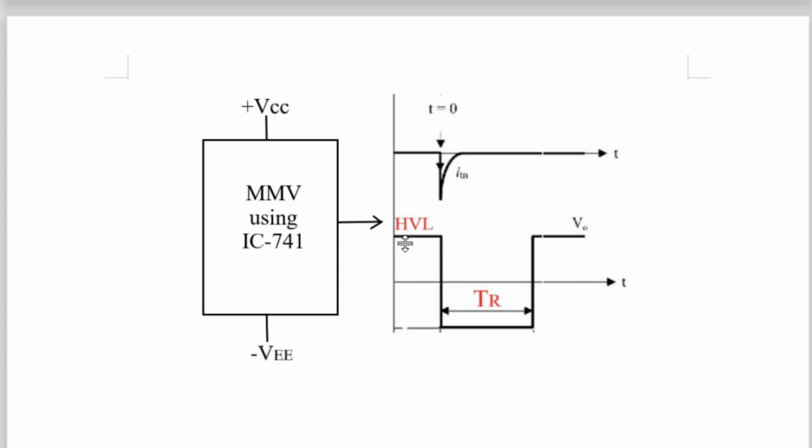The monostable circuit's output is in HVL, that is the permanent, stable state. You can change this stable state by applying a trigger pulse. In case of IC741, we apply a negative trigger below zero. As soon as you apply the trigger, the state will change to another state, but it will not remain there permanently. It will come back to the original state after some time, called T return. This is represented graphically. This is the block of the monostable multivibrator, which requires plus VCC and minus VEE.